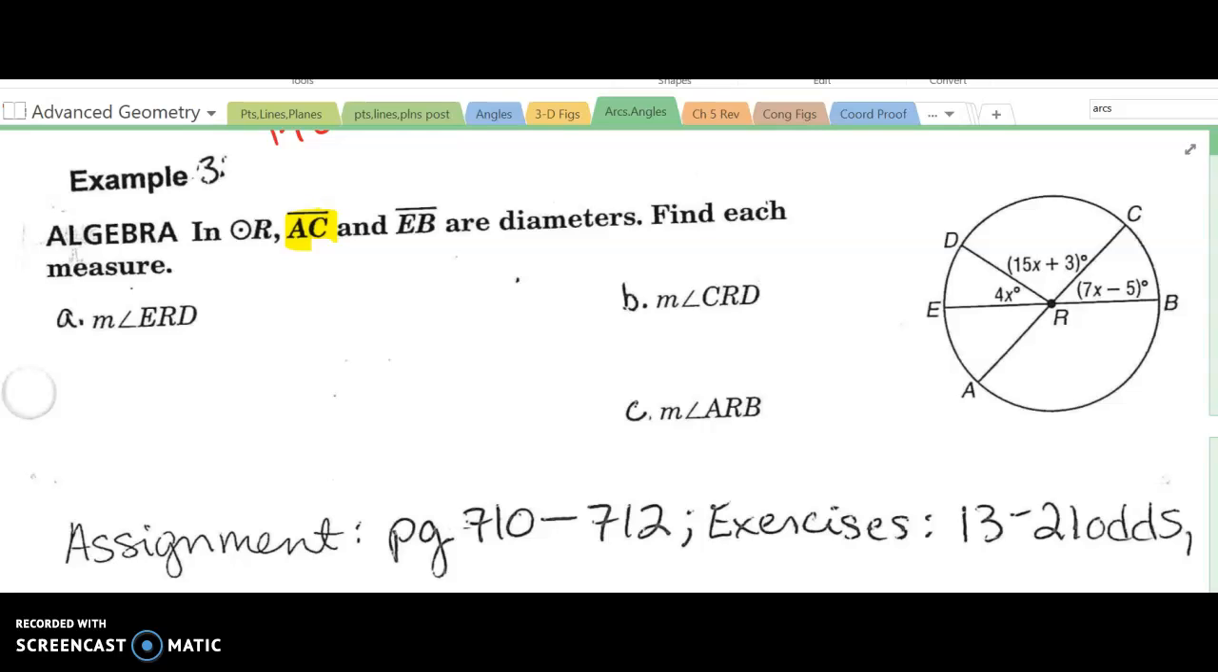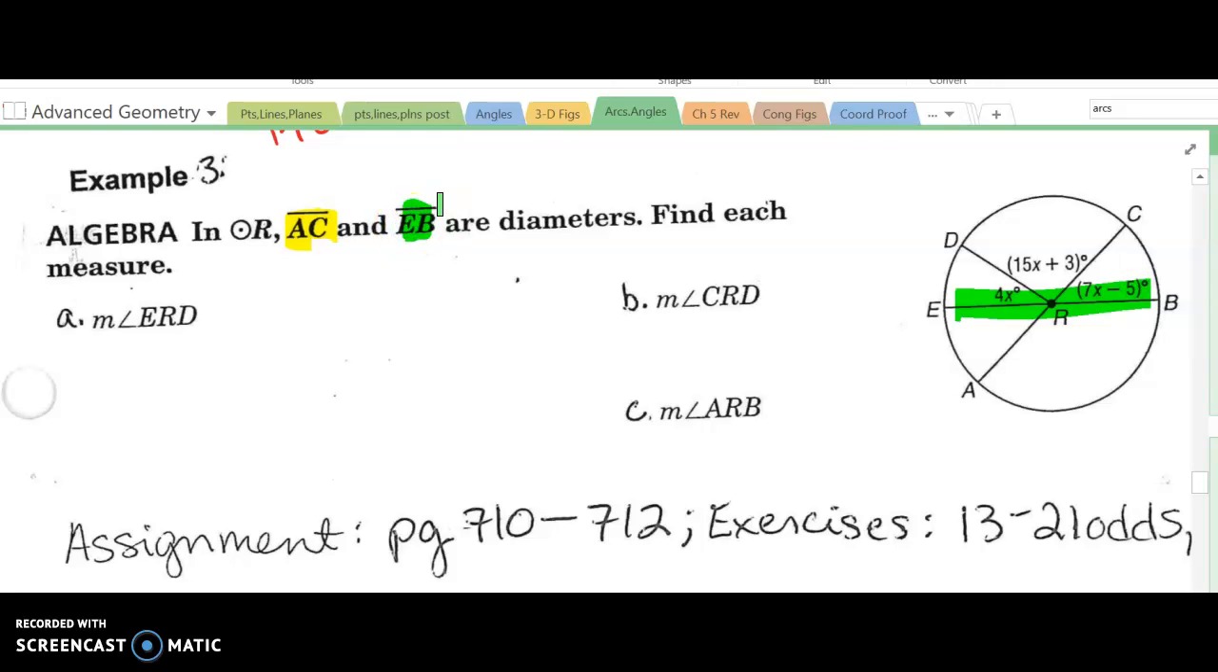So in this last example, we are doing the same thing we did before with finding the degrees of these arcs. The only thing that's a little bit more exciting here is that we're putting some algebra in this problem. So make sure that you note that AC over here is a diameter, so it cuts this circle in half both ways. You've got 180 degrees this way, and you've got 180 degrees this way. Same thing with EB because it's a diameter here.